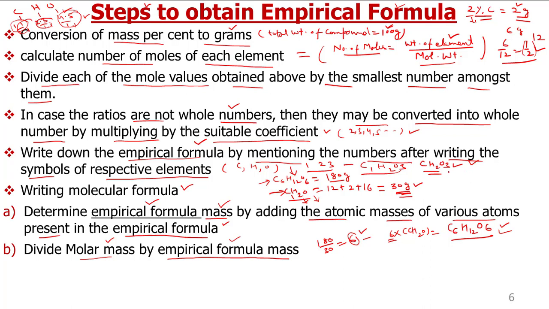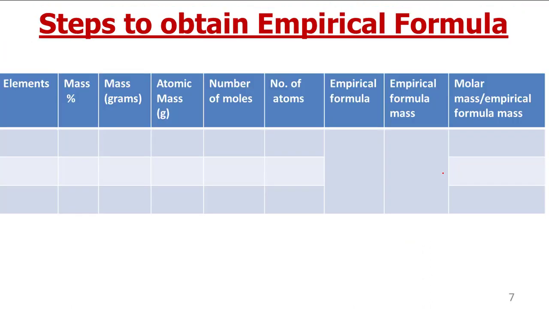So the easy method to find the empirical formula from percentage composition is by drawing this table. You can draw this table and find the values to find the empirical formula. So the first column shows the element. We have to write the symbol of the element. Suppose we have a compound containing carbon, hydrogen and oxygen. So the elements are carbon, hydrogen and oxygen. Next is the data which is given, the mass percentage, we will write here. Then from this we will calculate mass in grams.